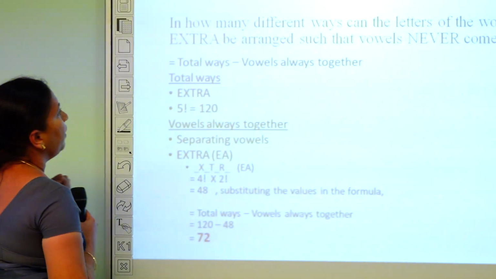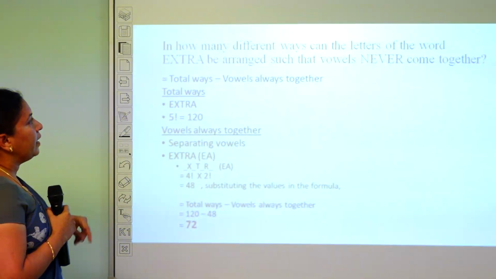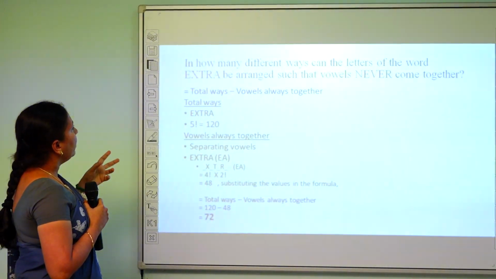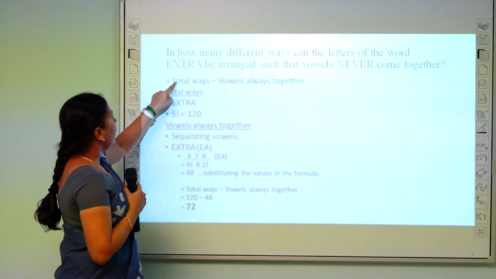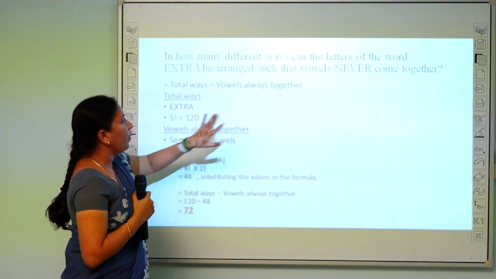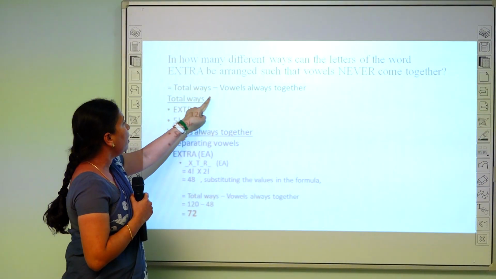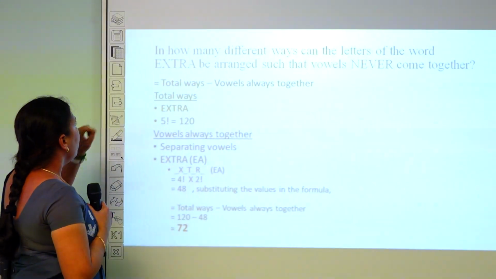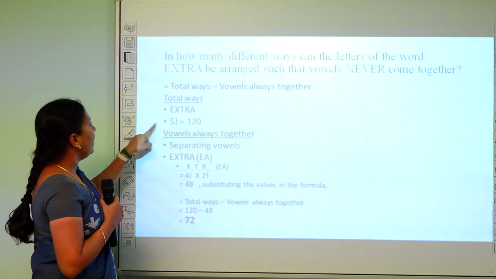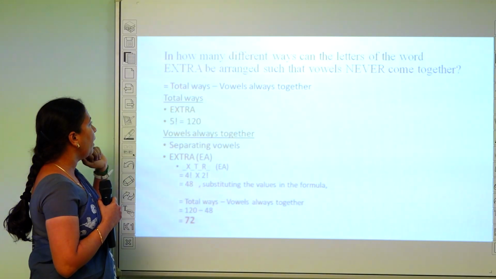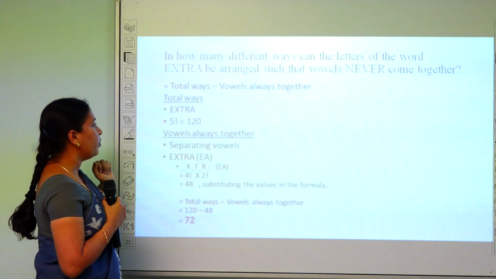And the next type is vowels never come together. This is the next type of permutation, and the word given is extra. We have the formula: total ways minus vowels always together, that is, vowels never come together. So total ways means you just have to count how many letters, and that factorial is your answer. So here how many letters do you have? 5 letters. So 5 factorial will give you the answer as 120.